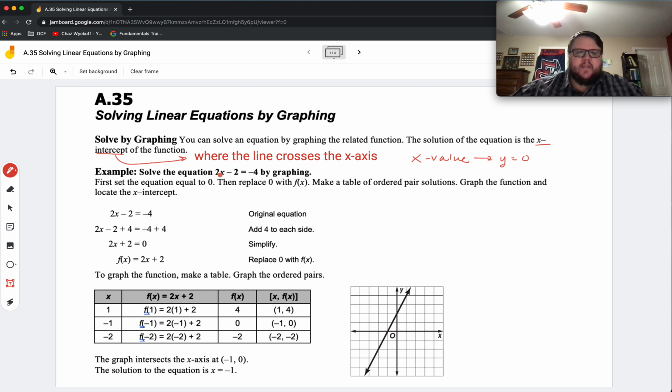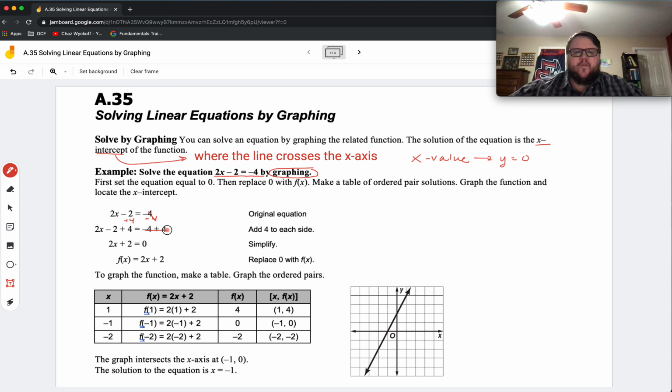So solve the equation 2x minus 2 equals negative 4 by graphing. So we've done this algebraically. We add the 2 over, divide by 2, and we solve it. But they want us to do it graphically. So the first thing you want to do is set this equation equal to 0. We want that to equal 0, so you add 4 to both sides.